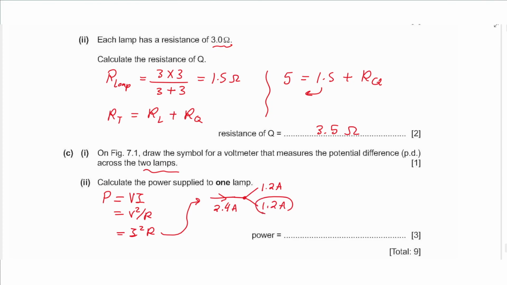So we know the current of the lamp and we know the resistance of the lamp, which is 3 ohms. So we can calculate power equals I squared R. Then we substitute 1.2 squared multiplied by 3. That gives a value of 4.32 watts.